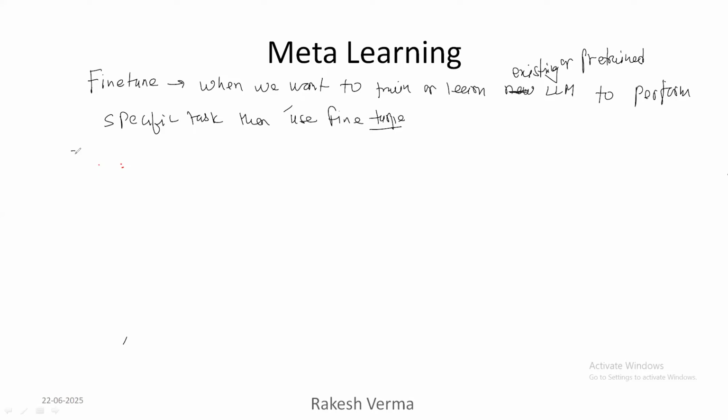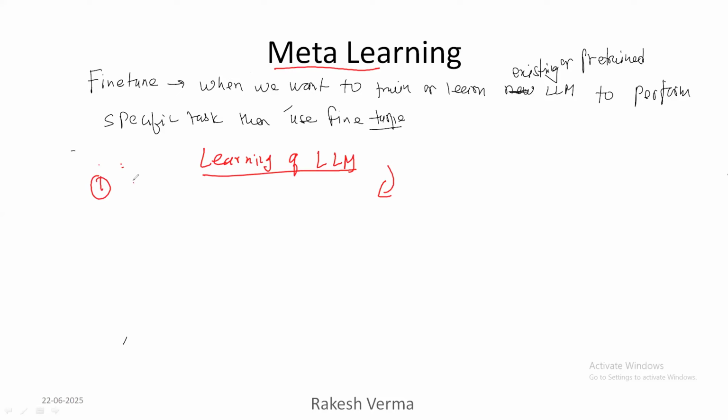Now we come to the next concept, that is meta learning. So what is meta learning? It is learning of an LLM. Suppose we want to train an LLM on the basis of some other feature, so we can use meta learning. It is also a type of fine-tuning method. When we want to train an existing or pre-trained LLM to perform a specific task, then we can perform meta learning. It is a type of fine-tuning method, and it takes two steps.